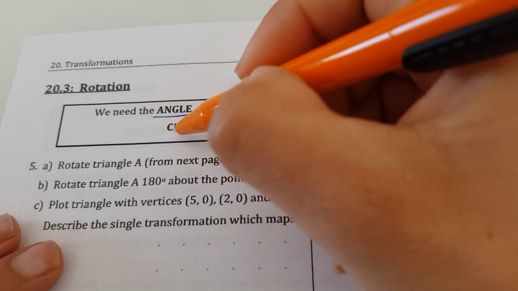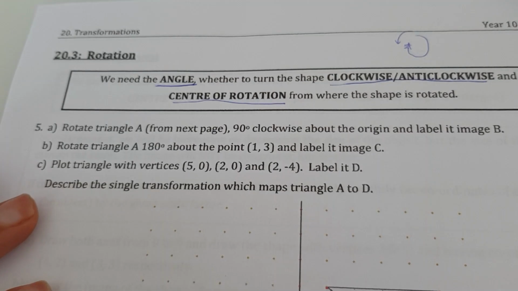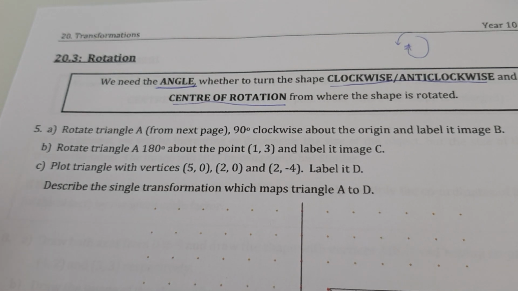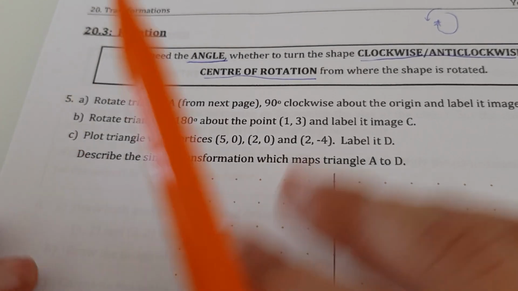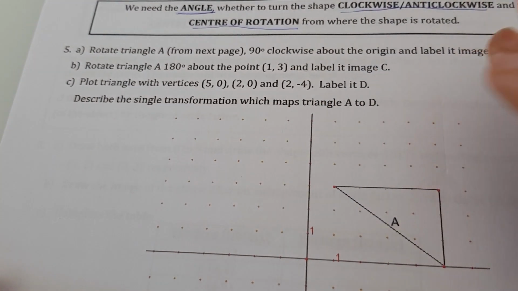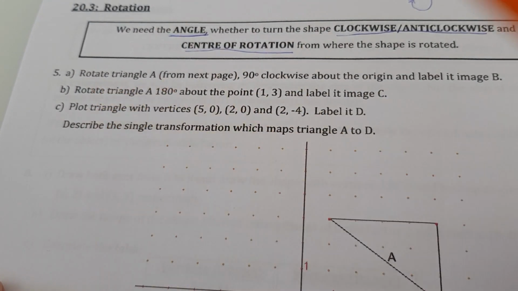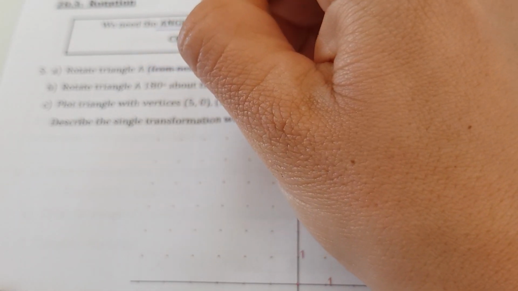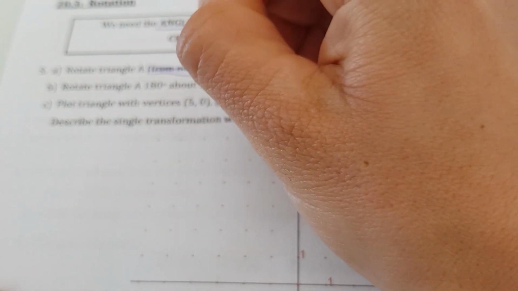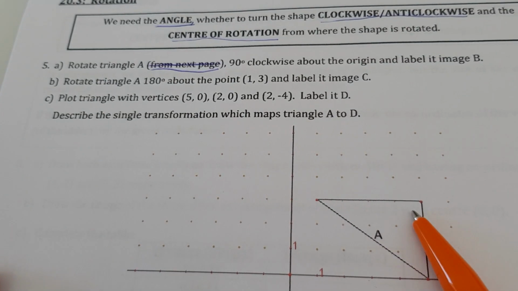And besides that, we need the center of rotation, so we can find where the object will be placed, okay? So let's start with an example, so you'll understand better. We need to rotate triangle A, okay? It's not from this page, it's from this page, sorry. We need to rotate triangle A 90 degrees clockwise.